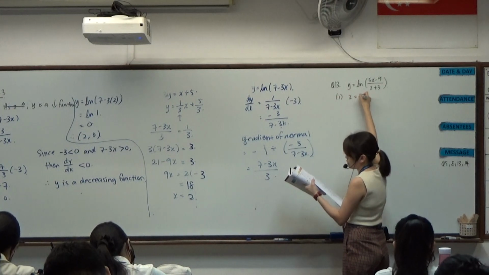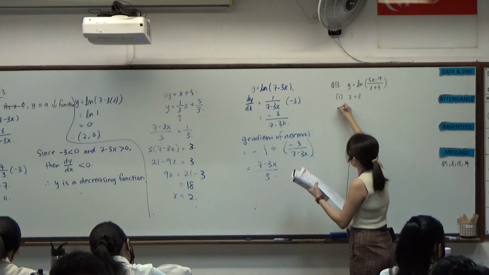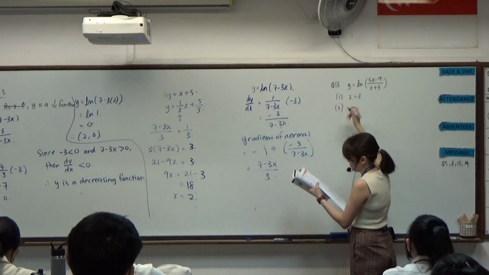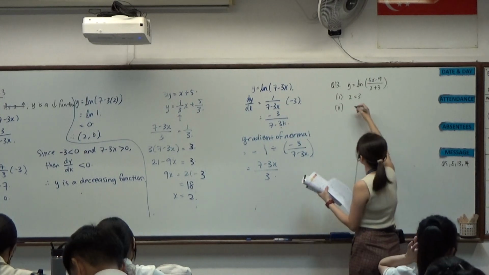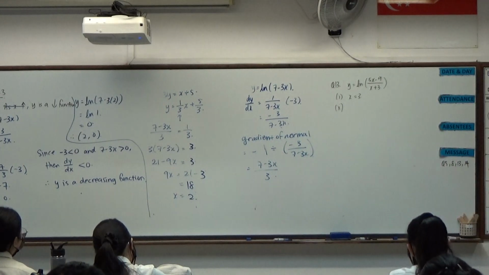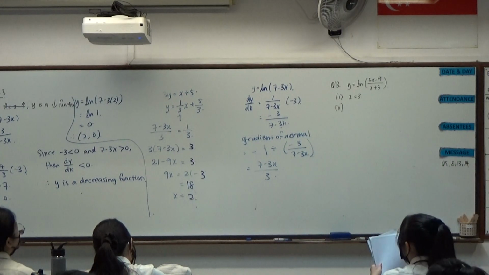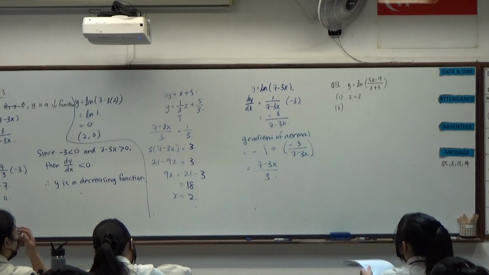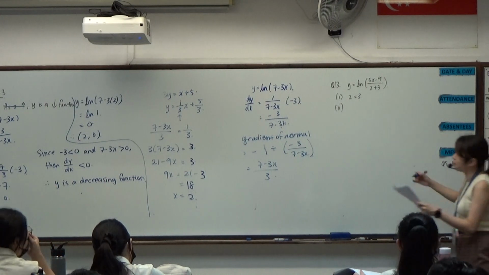Your x coordinate should be 3. Okay. For part 2, we want to show that dy over dx can be expressed as a certain form.